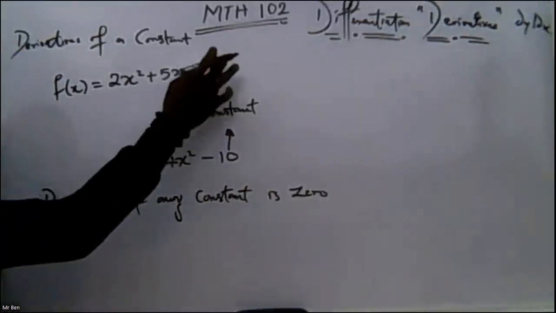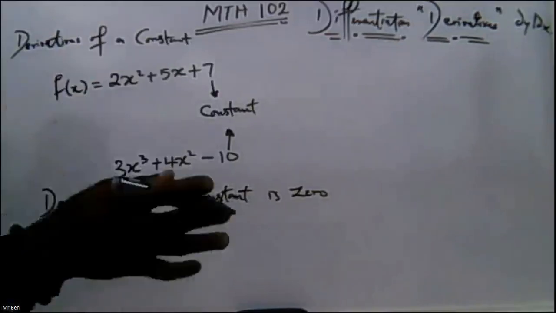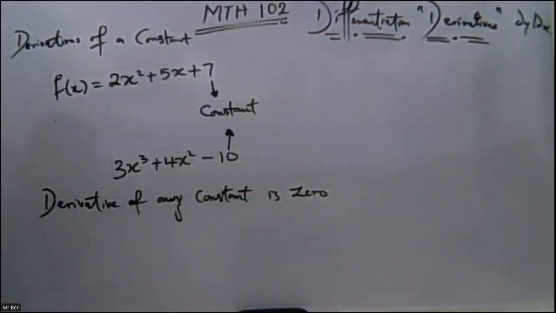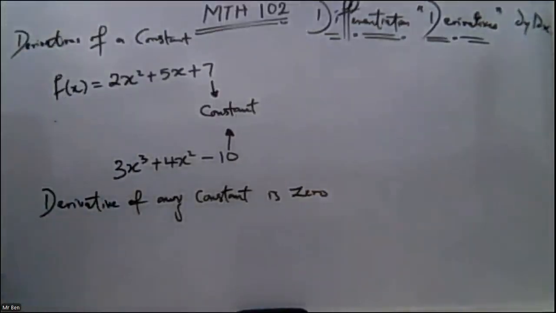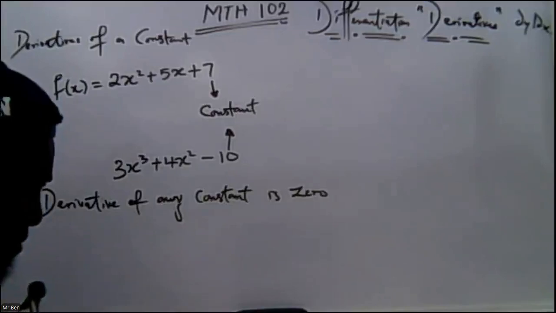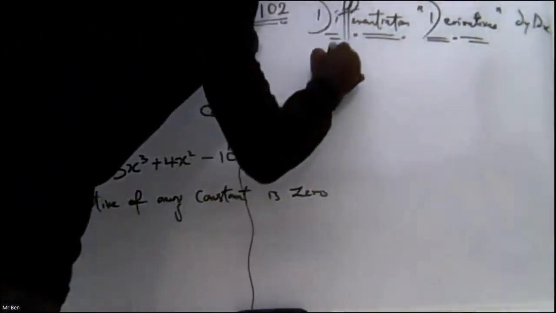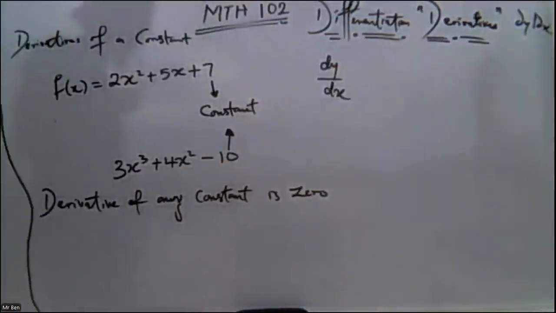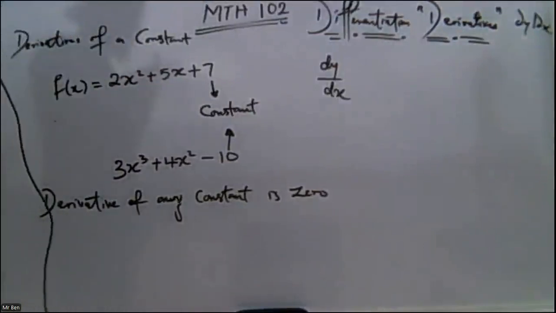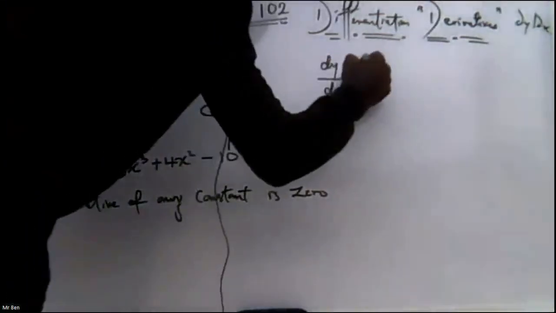Now let's find the derivative of this 7. If you want to find the derivative, you mean find dy dx of this 7. That simply means we want to find the derivative of this 7.